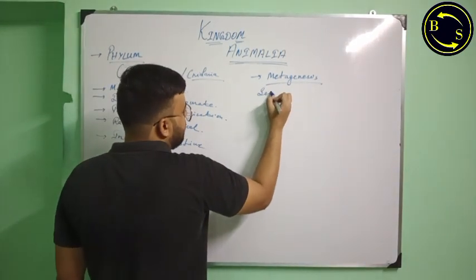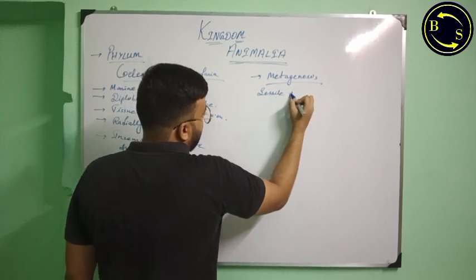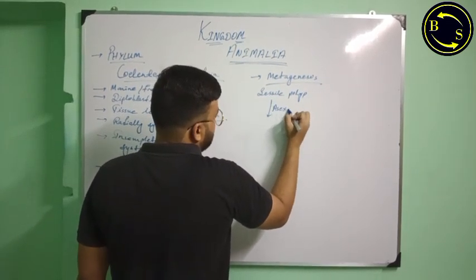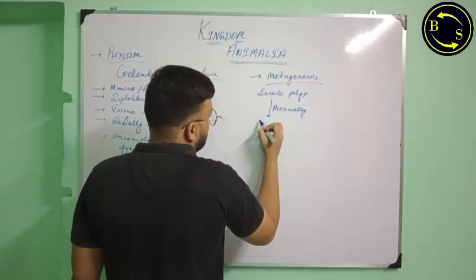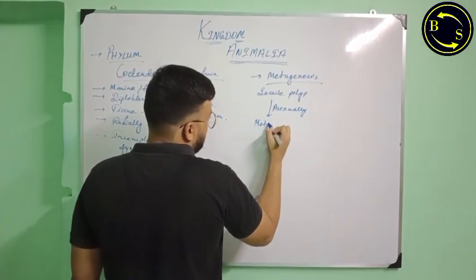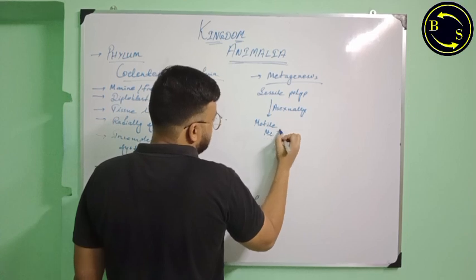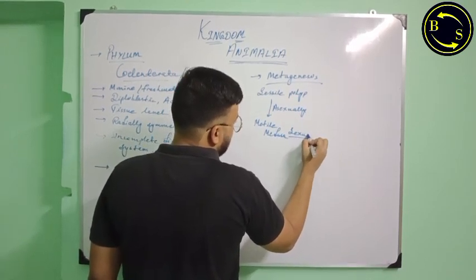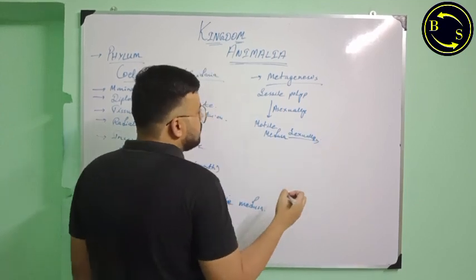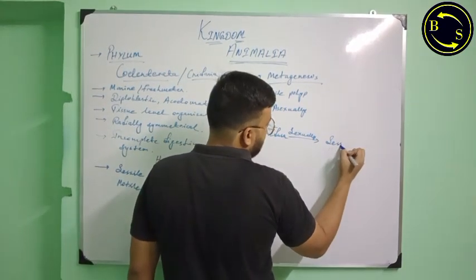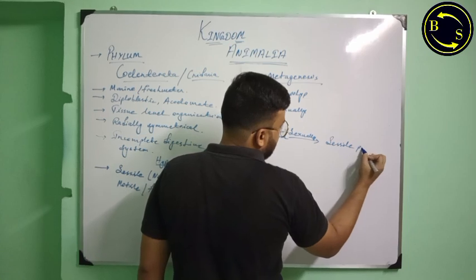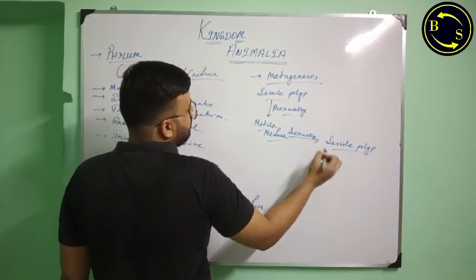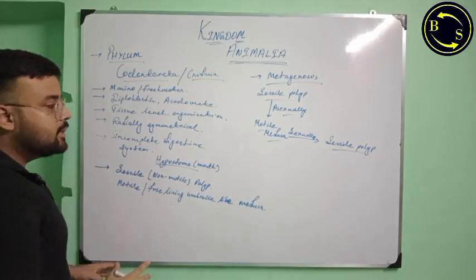How does this occur? The sessile polyp asexually produces the motile medusa, and the motile medusa sexually produces the sessile polyp, and this is repeated. This is known as metagenesis. This is how metagenesis occurs.